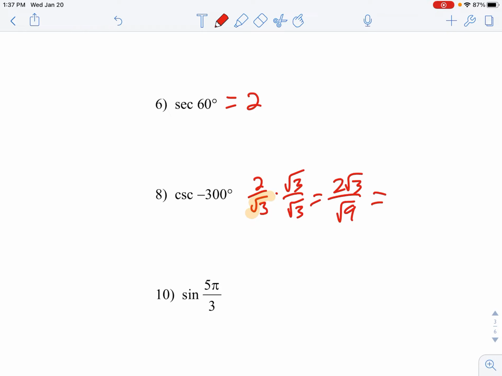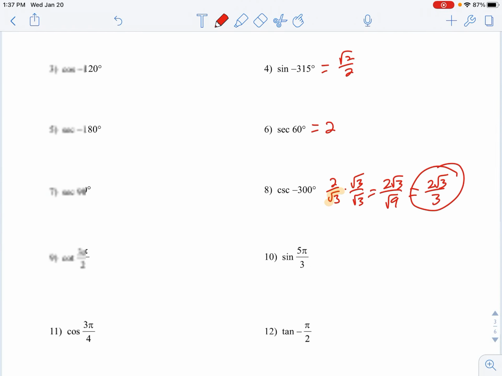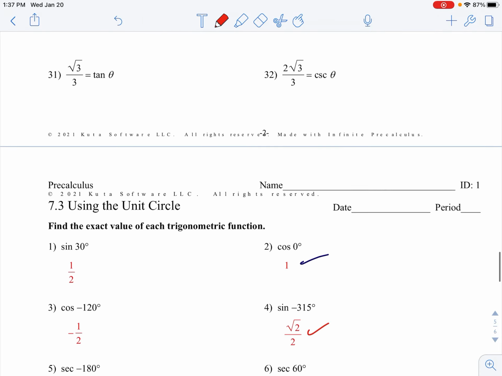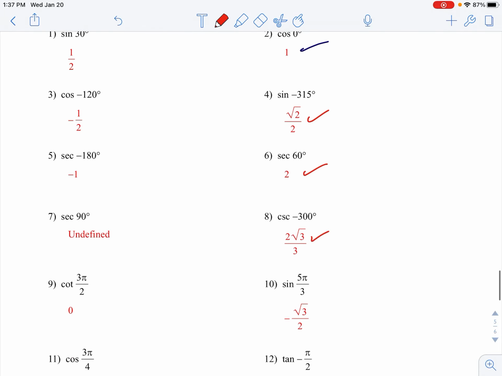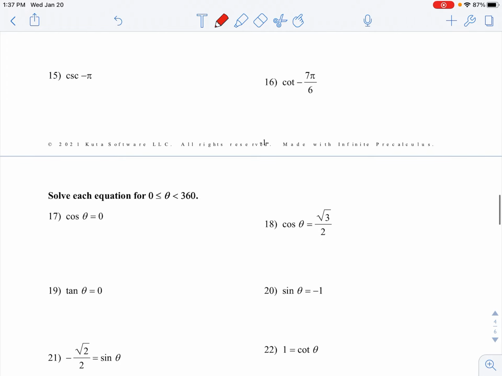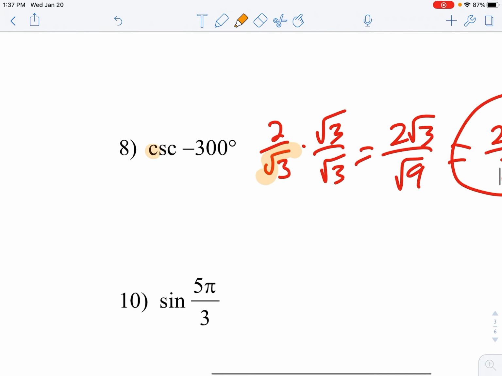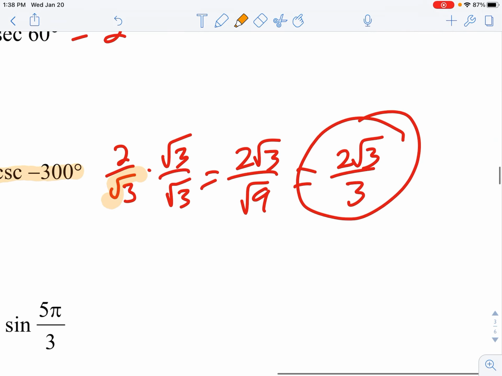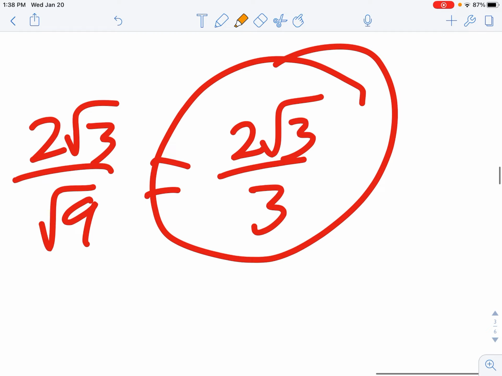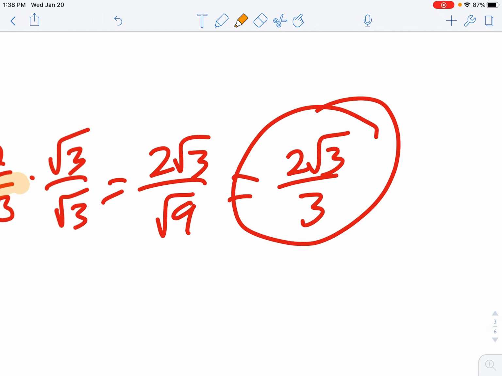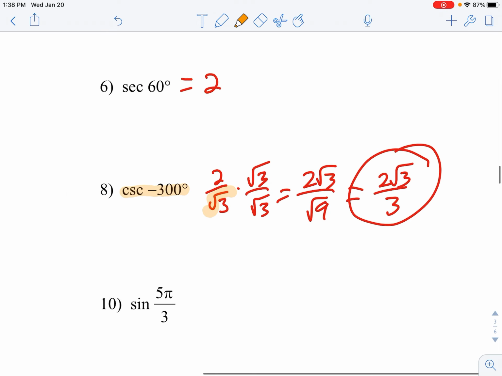And then the square root of 9 is 3. 2 radical 3 over 3 should be the answer for number 8. And it is. Now, if I were to grab Desmos and type in cosecant of negative 300 degrees, what would it give me? Well, it would give me the decimal approximation of 2 square root of 3 over 3. It would not give me the exact answer. So this is a way in which the unit circle is a little superior to a calculator.